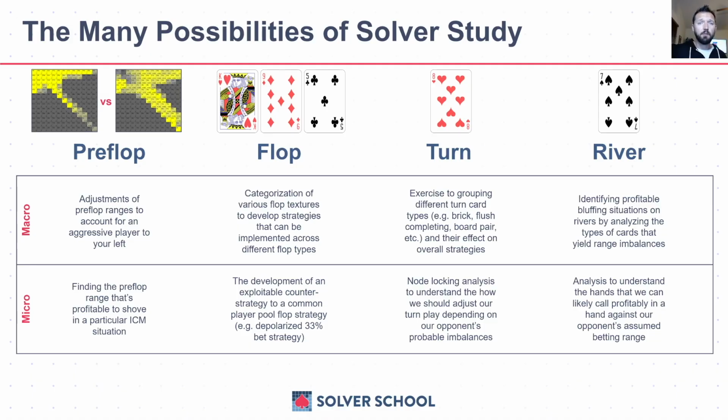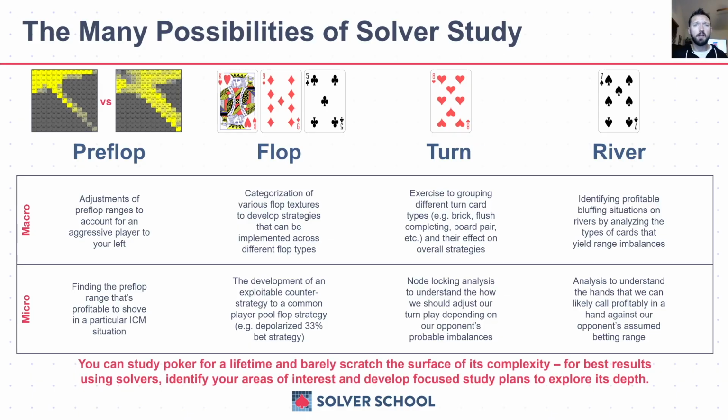And then finally, at the micro level, within a river analysis, we might want to perform an analysis to understand the various hands that we can likely call profitably against our opponent's assumed betting range. A very specific scenario, we can even think back to the equilibrium exercise from a few videos back. What are the hands that we can actually call versus what we think our opponent is actually betting with, and making some adjustments based off of if they're betting 10% wider than we thought they would, or 10% tighter than we thought they would, and how that might impact the overall hands with which we should be calling.